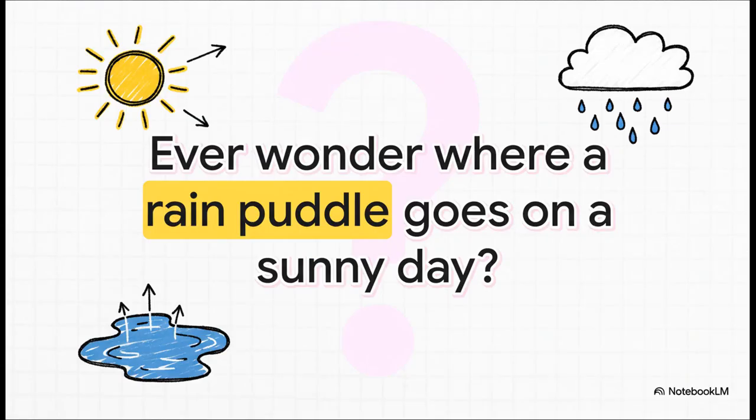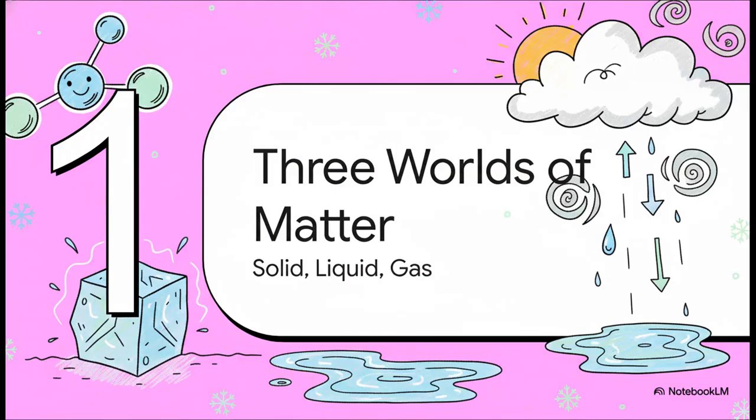So it all starts with something you've probably seen a million times. You see a puddle after it rains, and then a few hours later, poof, it's just gone. Where in the world did it go? Well, the answer to that question is exactly where our little molecule's amazing journey begins. To really understand this journey, first we've got to explore the three main worlds or states that our water molecule can exist in. And these are the fundamental states of pretty much all matter: solid, liquid, and gas.